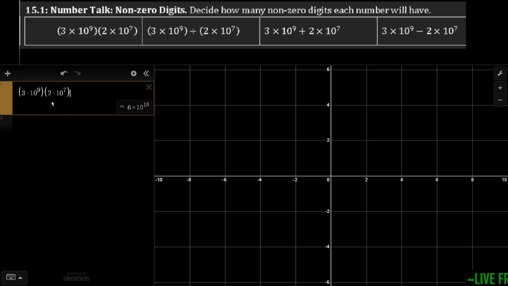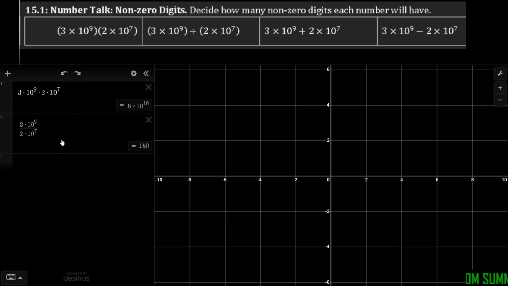If I look at this one, again, notice how they multiplied the first value together. So they did 3 times 2, and then they added the exponent since the same base is 10. What we're looking for is, for the first one, we have just one non-zero digit. And for the next one, if I have 3 times 10 to the 9th power divided by 2 times 10 to the 7th power, I have 150, but what I'm looking for is that it's going to be 2 digits. Let me write those down real quick. So this first one's going to be 1 digit, and the second one is going to be 2 digits.